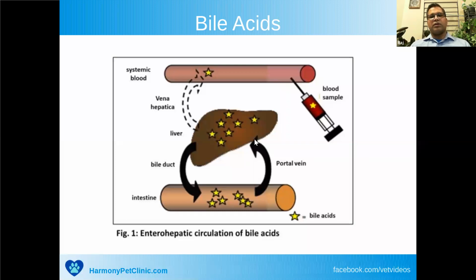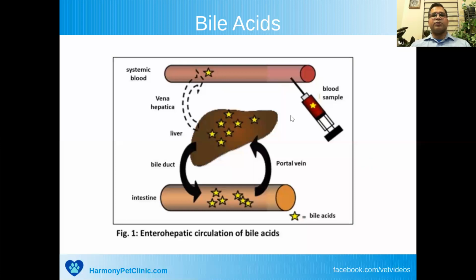Some of them are absorbed back into the bloodstream, and through the portal vein they are taken back to the liver, where they are recycled and used again for digestion. So this is the enterohepatic circulation of bile acids. They just keep on circulating here, so you don't see them much in the systemic blood.